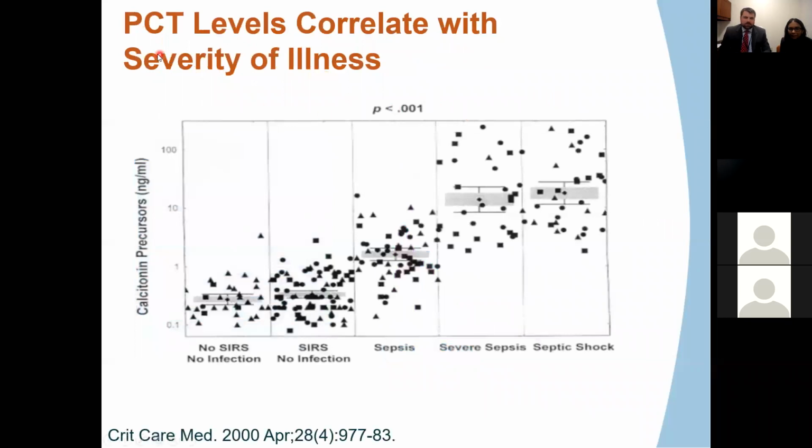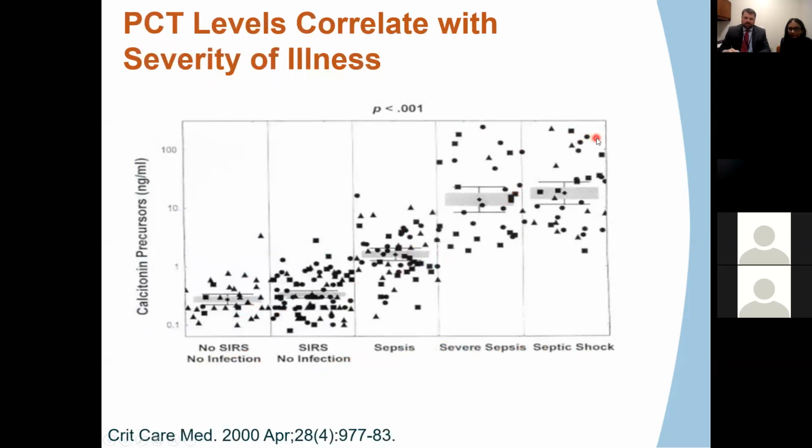So here, this is the procalcitonin levels correlating with severity of illness. Generally, the sicker the patient, the higher the procalcitonin. You can see no SIRS, no infection, SIRS, no infection, sepsis, severe sepsis, septic shock, it just goes up and up. And this is generally something we see.